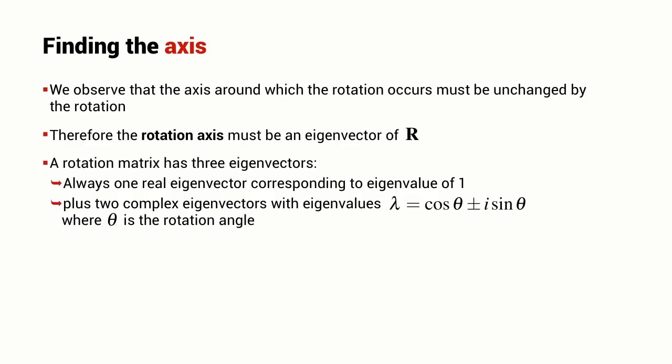So the problem comes down to finding the eigenvalues and eigenvectors of the matrix R. The eigenvector corresponding to the eigenvalue of 1 is our rotation axis v, and from the complex eigenvectors, which are a function of theta, we can determine the rotation angle that we require.